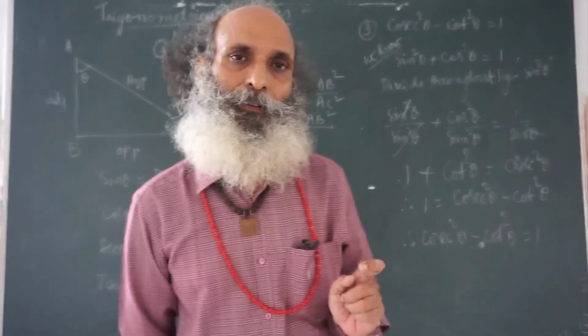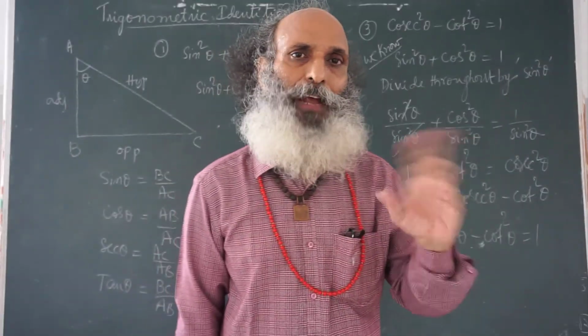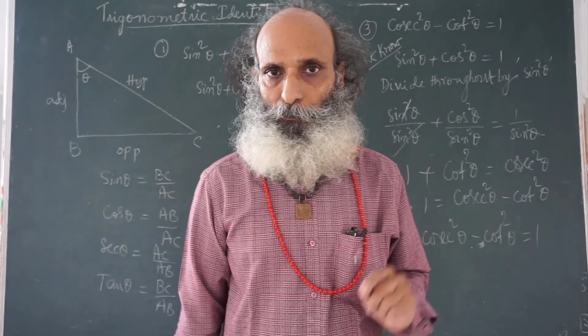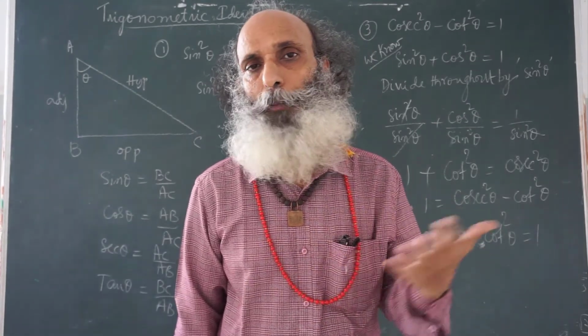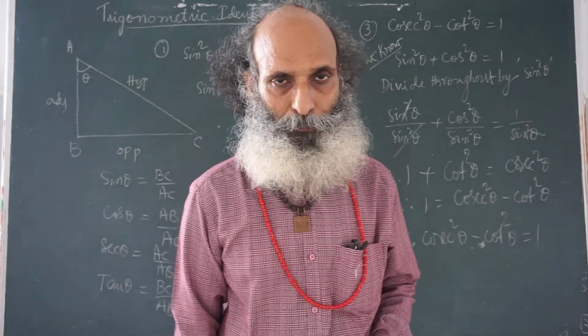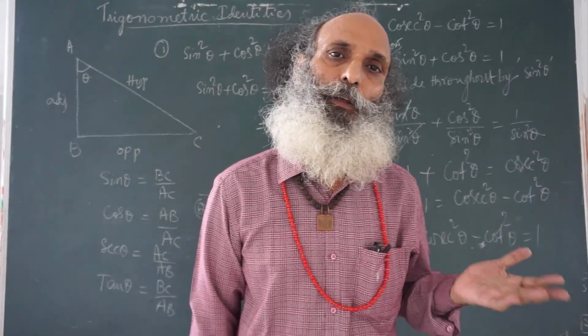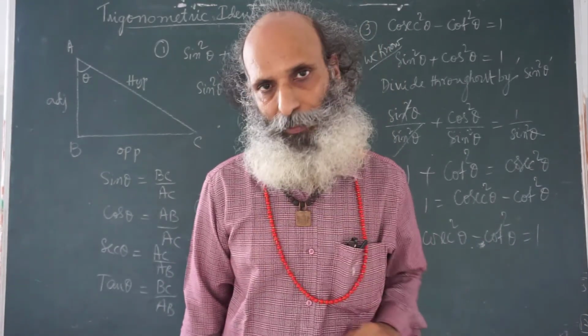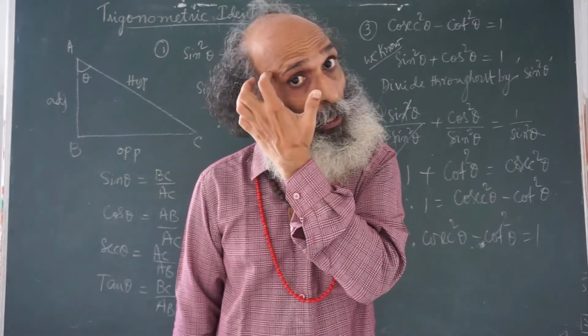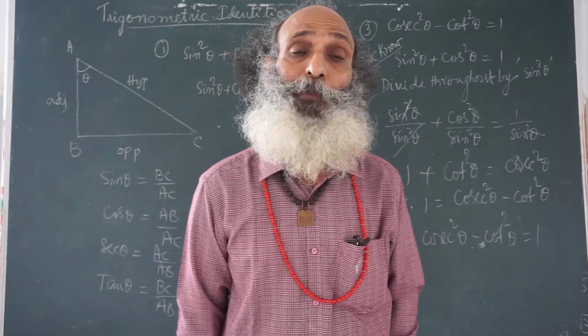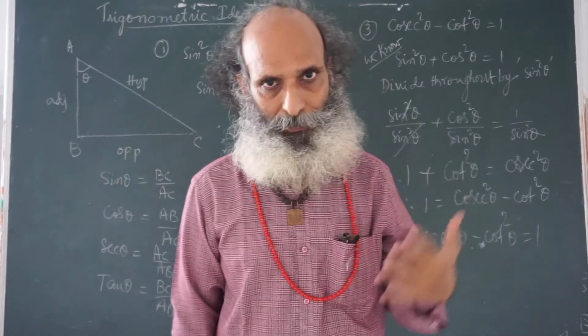Identity means which is true for any values. We know these identities. (a + b) whole square is equal to a square plus 2ab plus b square. That is an identity. (a - b) whole square is equal to a square minus 2ab plus b square. Like that, (a + b) whole cube, (a - b) whole cube, a cube plus b cube, a cube minus b cube. We have so many identities.